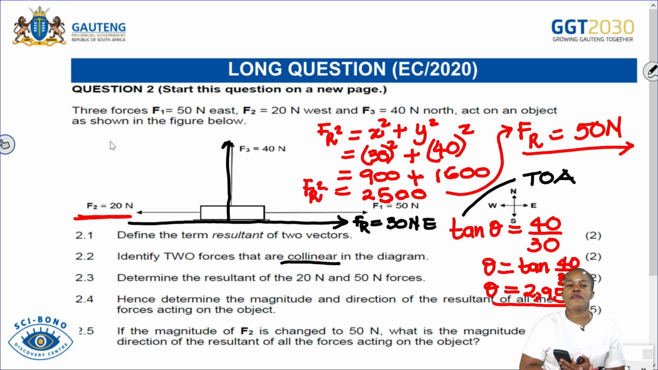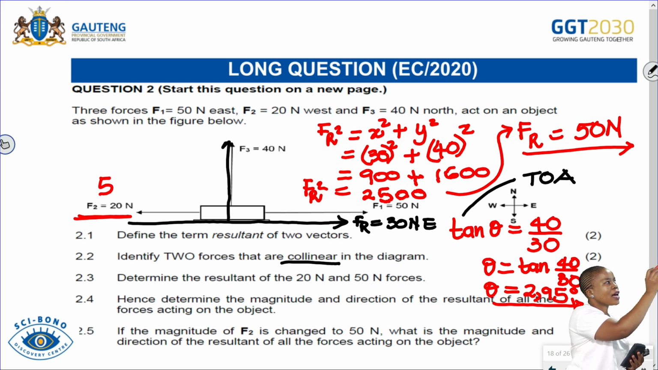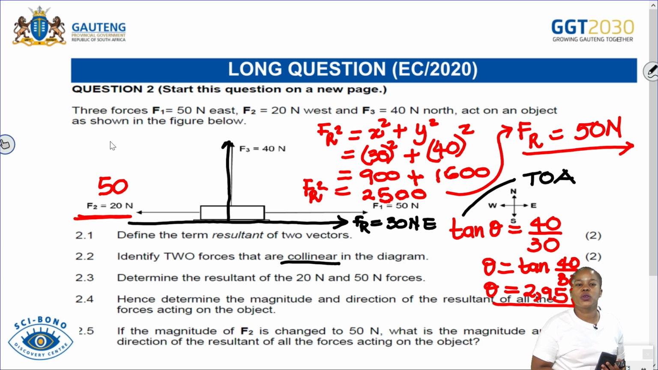So if the magnitude of F2 is changed to 50 newtons, what is the magnitude and direction of the resultant of all the forces that are acting onto the object? Yes, if we have a 50 on this side and a 50 on that side, it's going to give us 0. Okay, so if we take this 0 to be here, then the only one there is F3, which is what? 40 newtons, because it is the only force that is there.